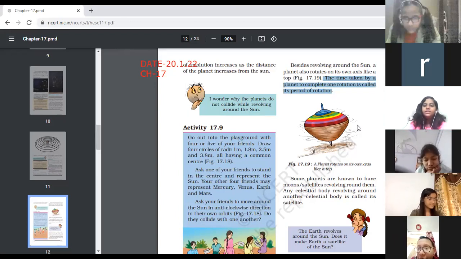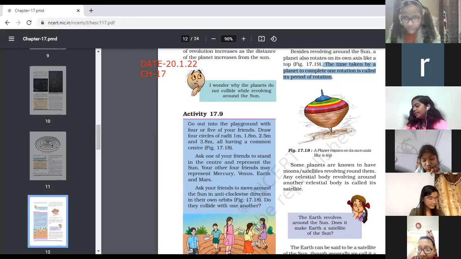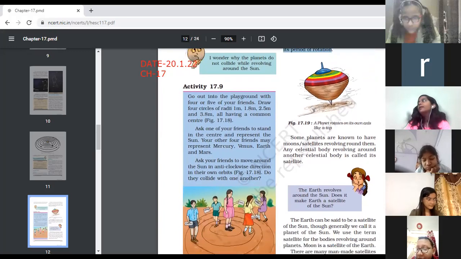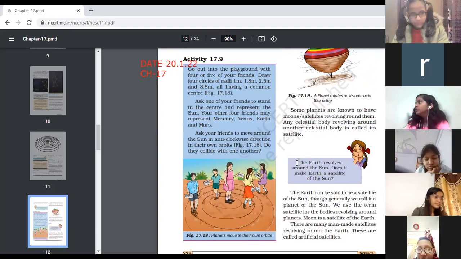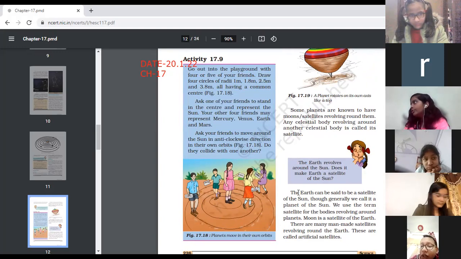Some planets are known to have moons, satellites revolving around them. Any celestial body revolving around another celestial body is called its satellite. The Earth can be said to be a satellite of the sun. Read this box: the Earth revolves around the sun. Does it make Earth a satellite of the sun? We use the term satellites for the bodies revolving around planets. Moon is a satellite of the Earth.